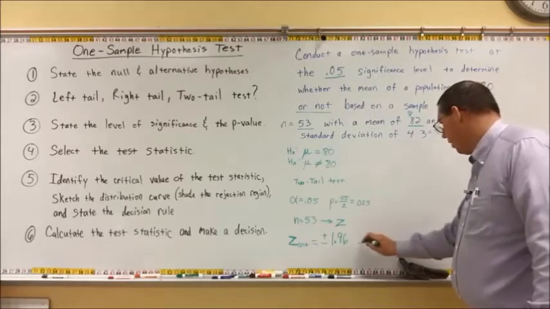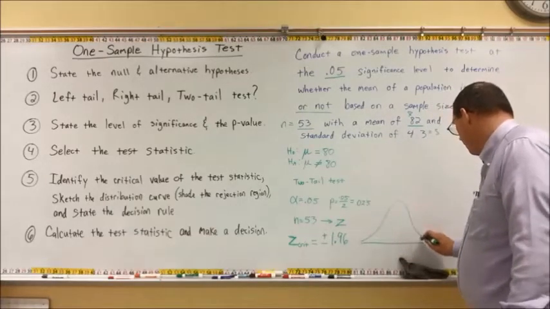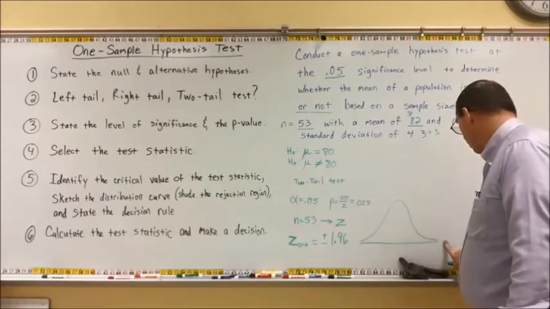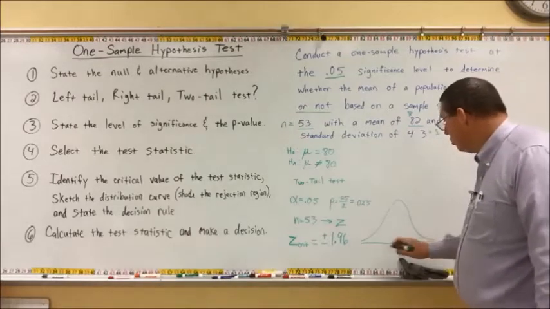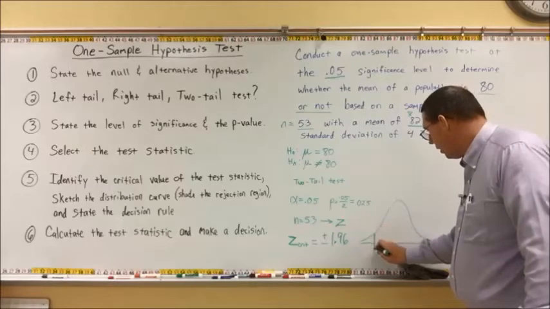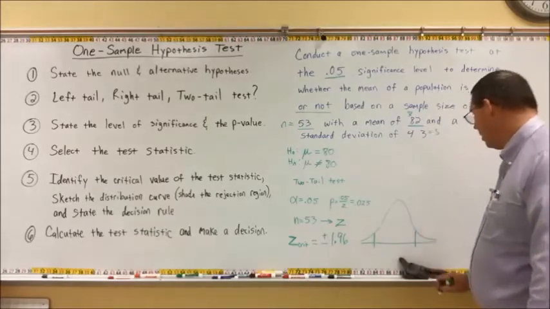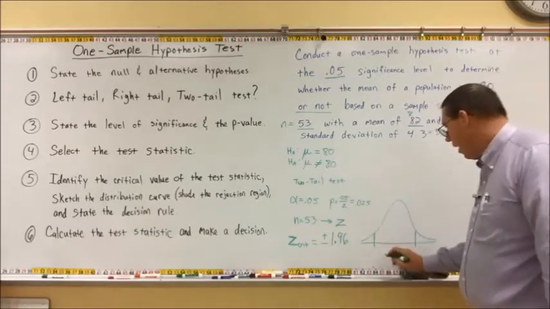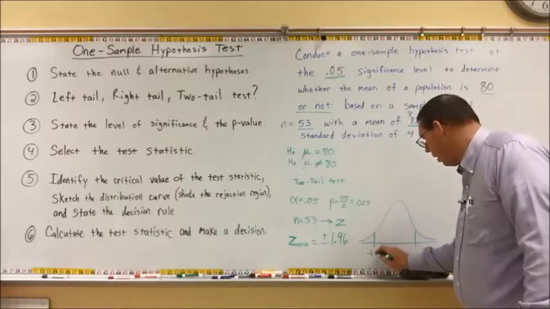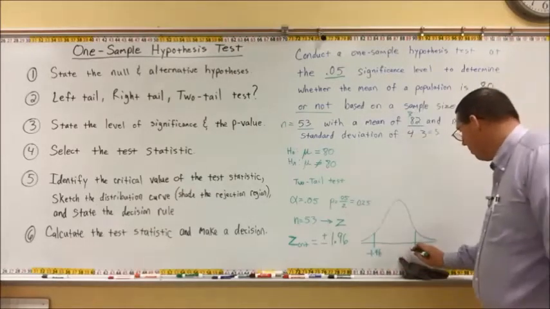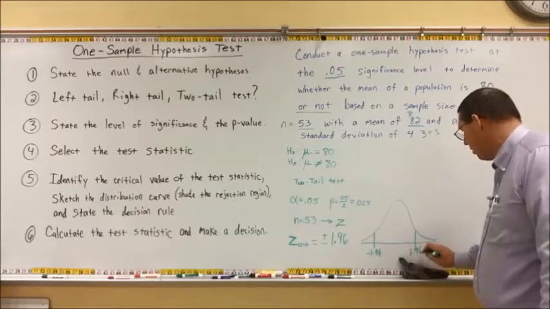Draw a line here, the x-axis. Then I'll put our normal curve here, a bell-shaped curve. It's a two-tail test, so I'm going to put a line here, and I'm going to put a line over here. And on this side, I'm going to put negative 1.96. And on this side, I'm going to put positive 1.96.